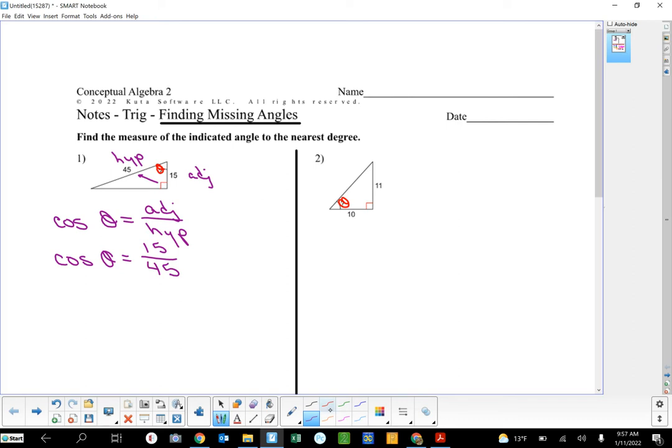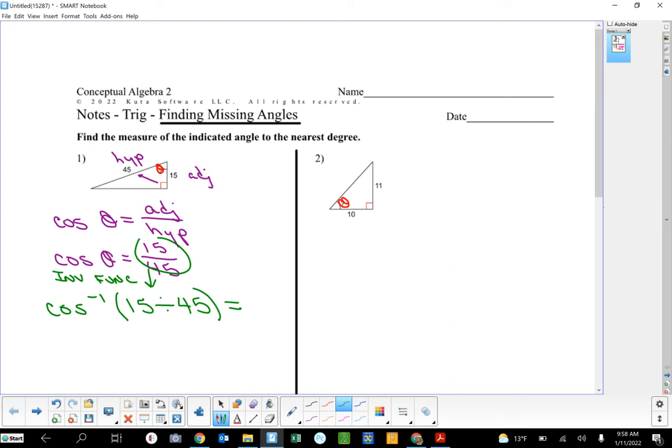Well, now, when we don't know the trig function's angle, what we're going to do is use this inverse trig function. So we're going to go cosine to the -1, and that puts a parenthesis in there. And then you're just going to put this fraction right inside the parentheses. So 15 divided by 45, and then hit the equals button. If you do this in Desmos, you're literally going to go to that function, put the inverse cosine, 15 divided by 45, and hit equals.